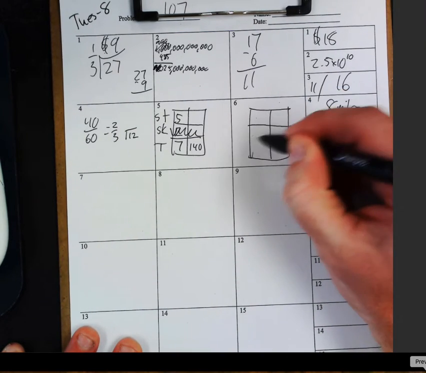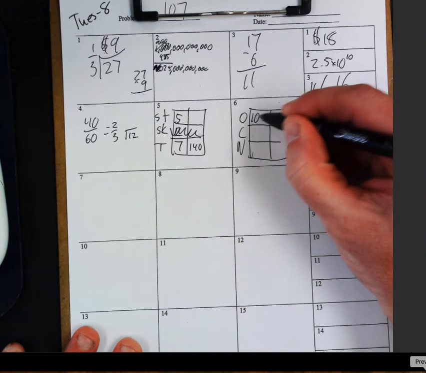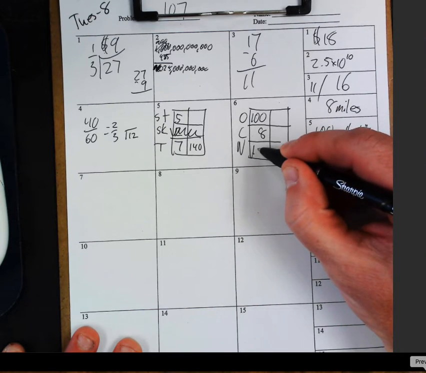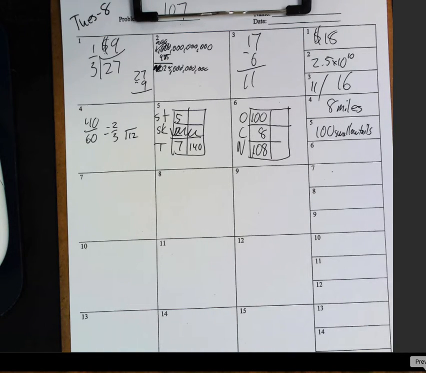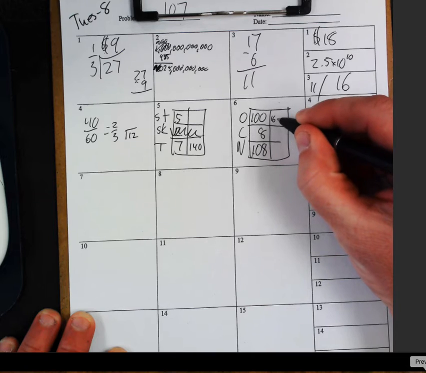3 by 2. Original, change, new. Original is always 100. I increased by 8, which gives me a new total of 108. We increased, we add. Originally it was what, 16,550?